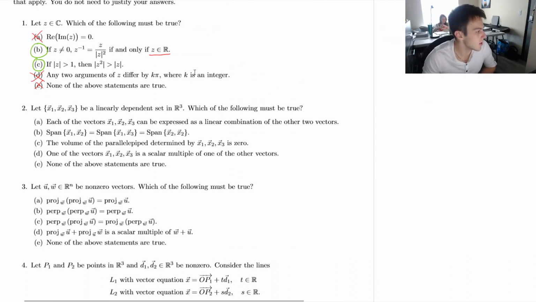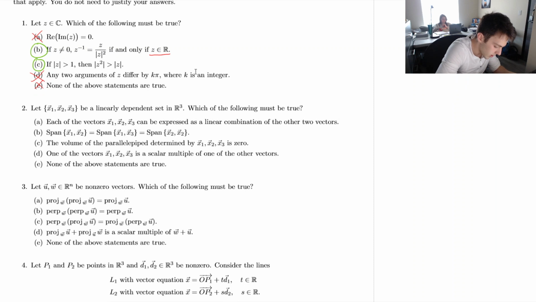So question 2 says we've got x1, x2, and x3. That is a linearly dependent set in R3. So which of the following must be true? Before we even get into this, let's just remember, what does linearly dependent mean?